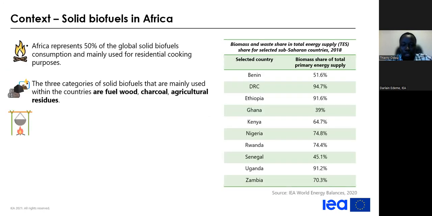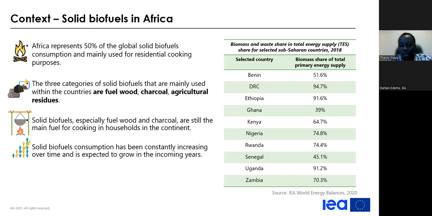So we all know these figures today: Africa represents about 50% of the global solid biofuel production, and mainly it's being used for cooking, and mainly women are part of these processes, and we know all the environmental and health concerns related to it. If you look at the right-hand side of my slide, the share of biomass in the primary energy supply is more than 50% in most of the countries of this project, and in Kenya it is about 65%. So this shows how important this is in our total energy mix.